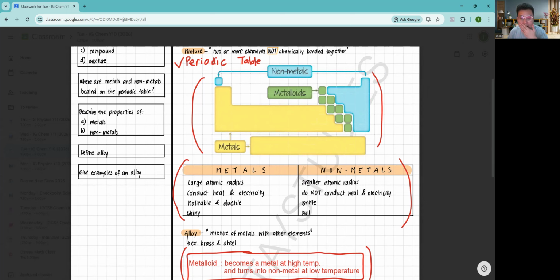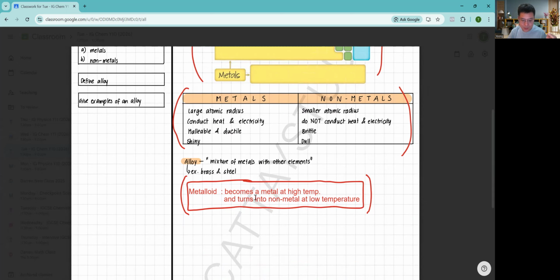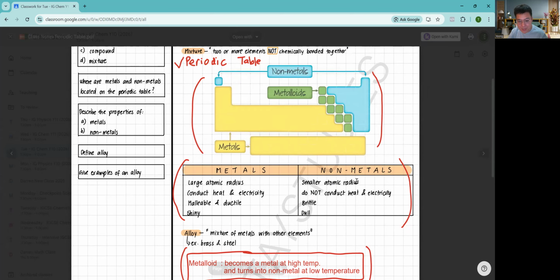Then in the middle here, we have this thing called metalloid. There are just a few metalloids, but they are very important. What is a metalloid? We copied this in class. It becomes a metal at high temperature, but at low temperature, it turns into a non-metal. I hope students still remember that.